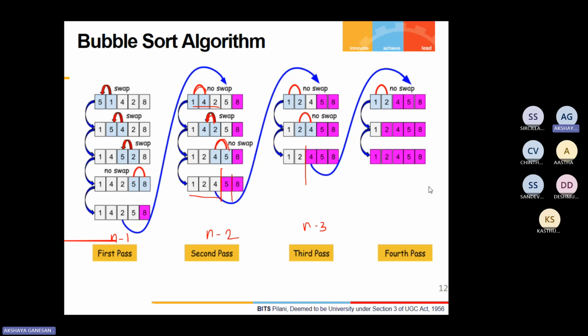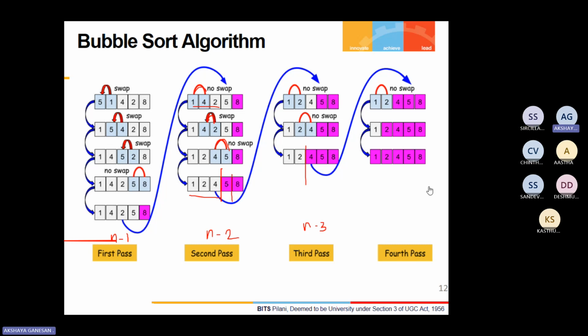But how many passes will be there? How many passes do you think will be there? Every time, how many elements get settled? In every pass, how many elements get sorted? One element, right? So to sort all the elements, how many passes should be there? N minus 1. N minus 1.